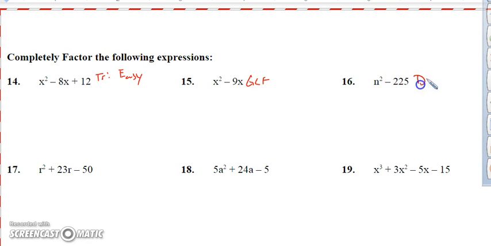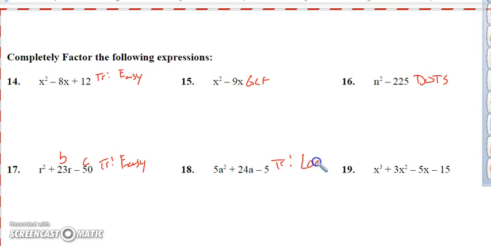This is a difference of 2 squares. Square root of 225 is 15. So n plus 15 and n minus 15. This r squared, there's no a here, so guess what this is? This is a trinomial. This is an easy one. Factors of c that add to b. And this one would be a trinomial. You cannot take out 5 out of any of these. So this is a trinomial.